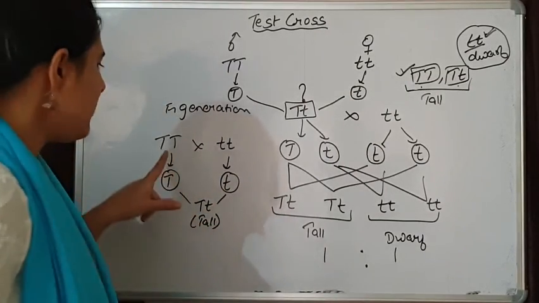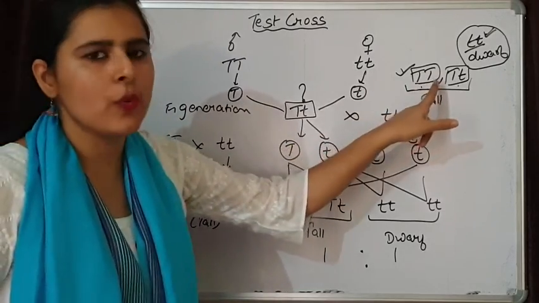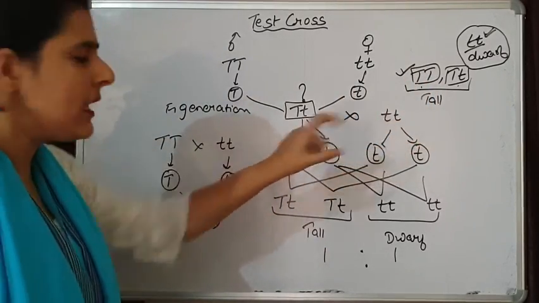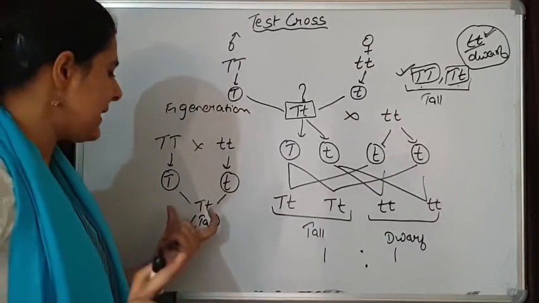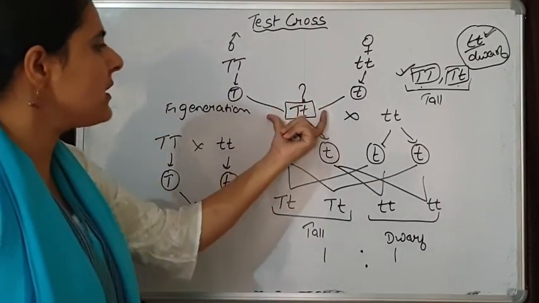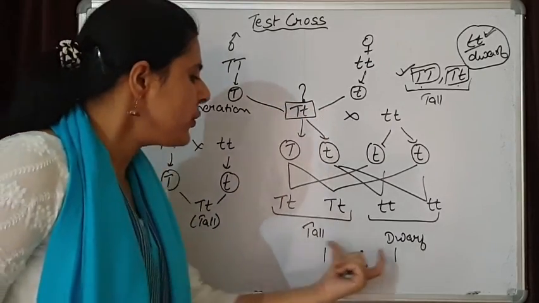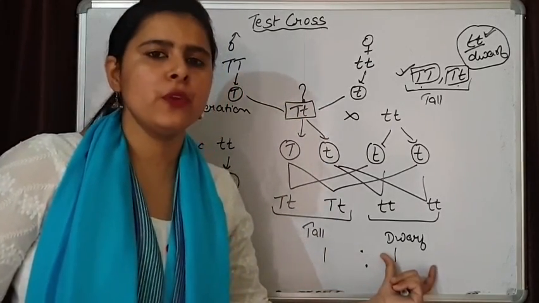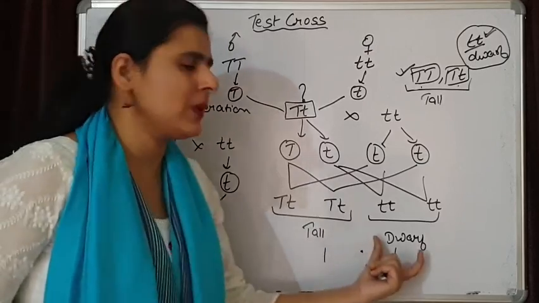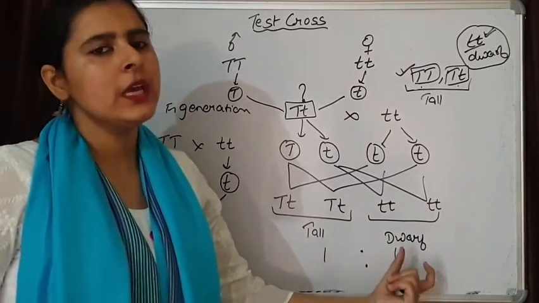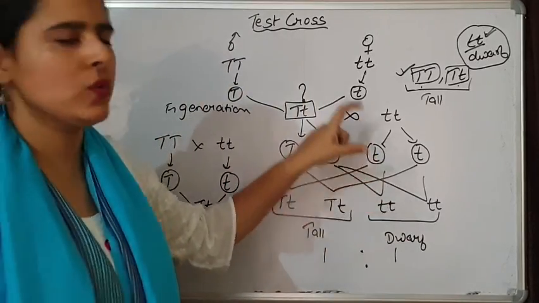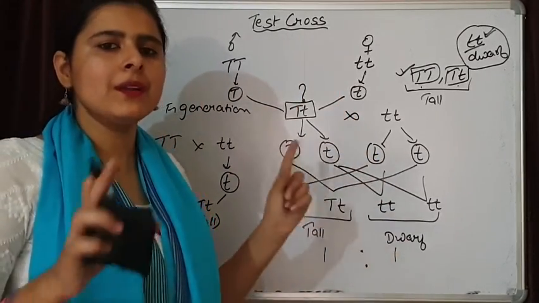That means when we are crossing this homozygous dominant with the recessive parent, we are going to get only one single type of plant, that is tall plant. But when the heterozygous situation is there, two types of phenotypes are observed, both tall as well as dwarf. So this is how we are getting a 1:1 ratio for a monohybrid cross. This is a monohybrid test cross.